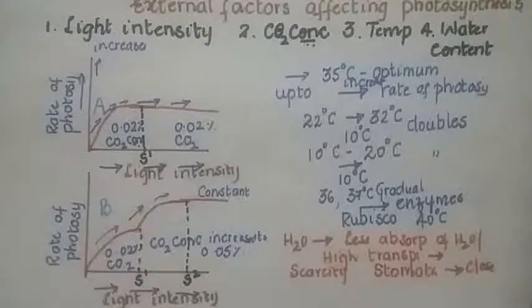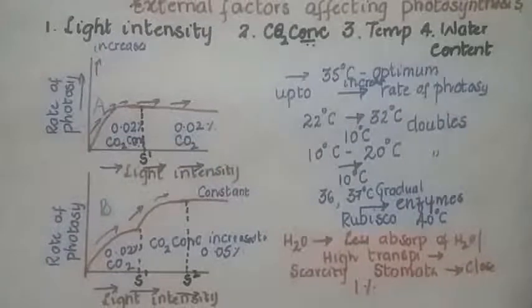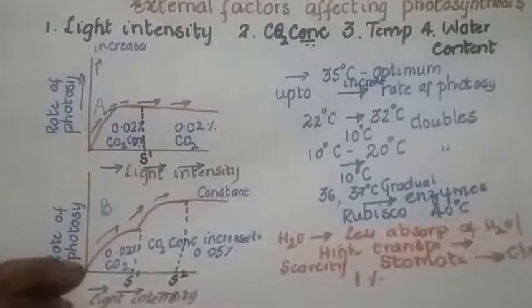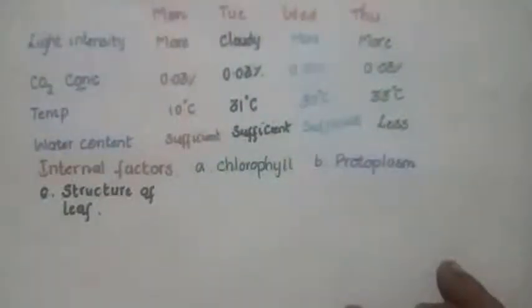Fine. Though the plants absorb so much water, only around 1% of water is utilized to carry out photosynthesis. So these are the 4 external factors which affect the rate of photosynthesis. So what is the basis on which the rate of photosynthesis depends? Now let me give you one such example. Let us consider 4 days in a week.